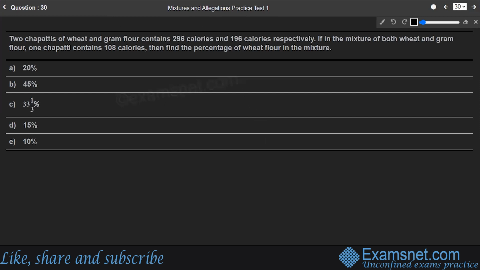Now, let's see the next one. Two chapatis of wheat and gram flour contain 296 calories and 196 calories respectively. If in the mixture of both wheat and gram flour, one chapati contains 108 calories, then find the percentage of wheat flour in the mixture.